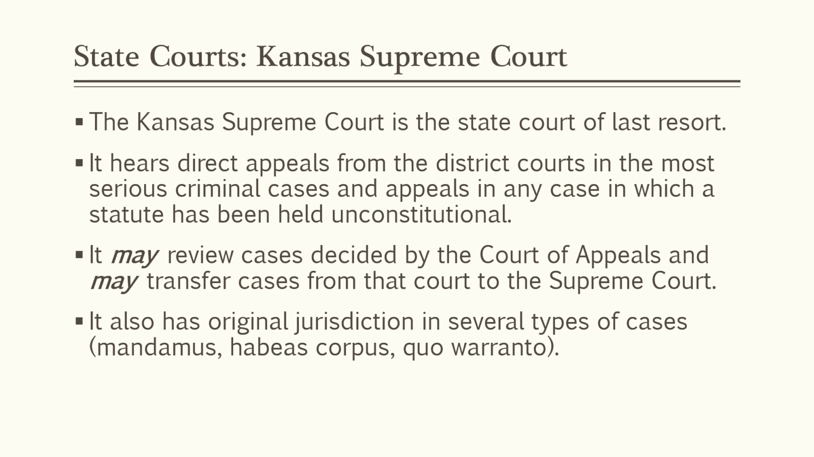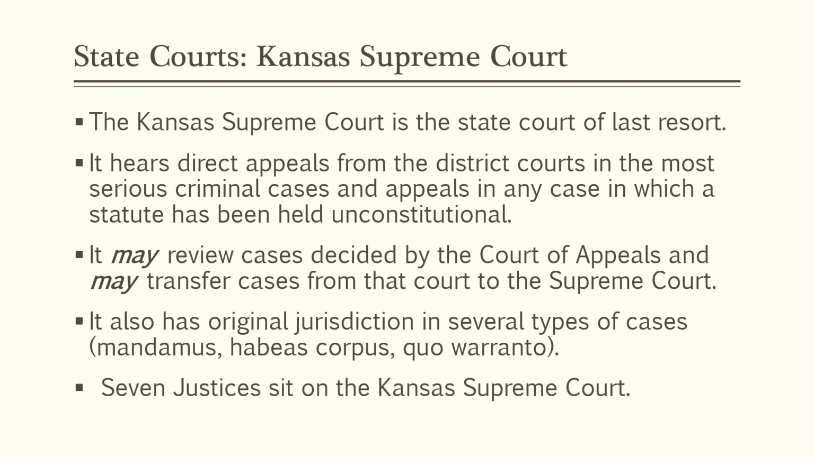Now you notice that I put "may review cases decided by the Court of Appeals," because with the Kansas Supreme Court, you don't get an automatic appeal. You only get one appeal of right, and that's to the Court of Appeals. You have to file a writ of certiorari to get the Supreme Court of Kansas to take your case, and it's not automatic, and they don't take every case. 7 justices sit on the Kansas Supreme Court. That's unlike the federal Supreme Court, where 9 justices sit.